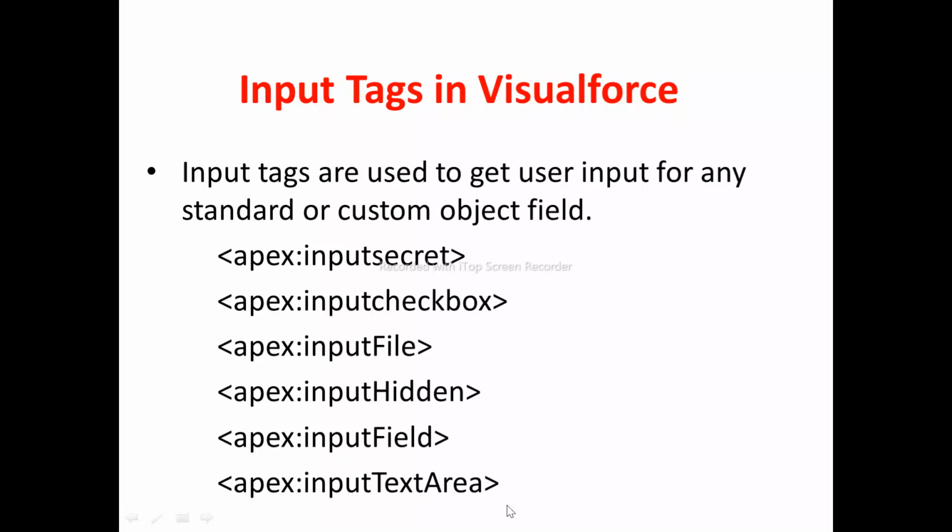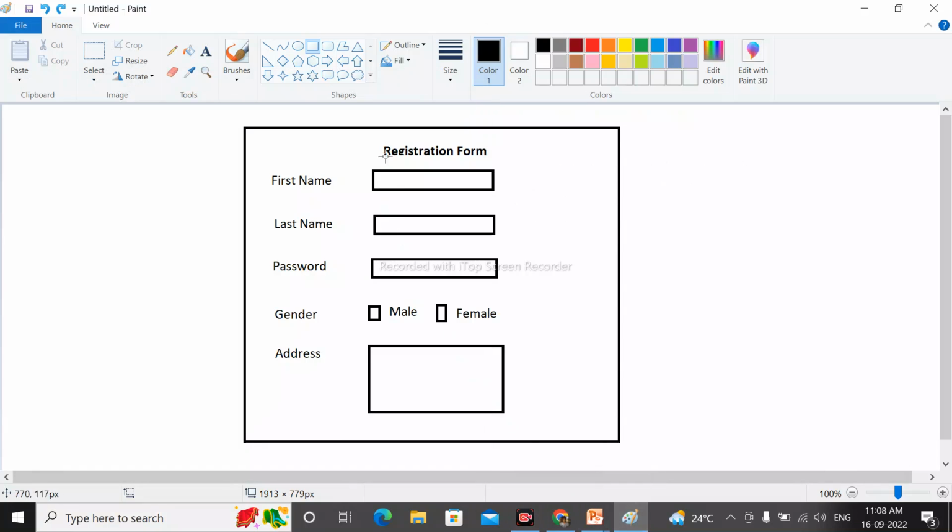For example, if you want to create a registration form, it contains these labels: first name, last name, password, gender, and address. Here, the user can enter the data. Here, we can use apex:inputField type. Here also, we can use inputField tags.